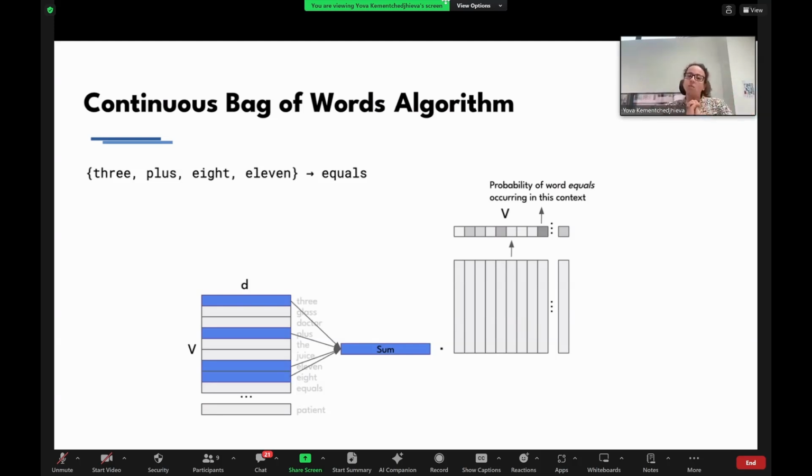So since here we want the model to predict equals, we would hope that this specific cell in the vector has the highest value. Because finally, how we would make a prediction is by taking the token with the highest probability from this whole vector.